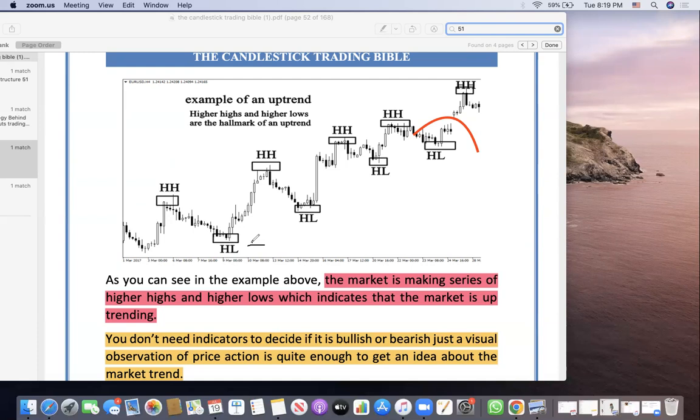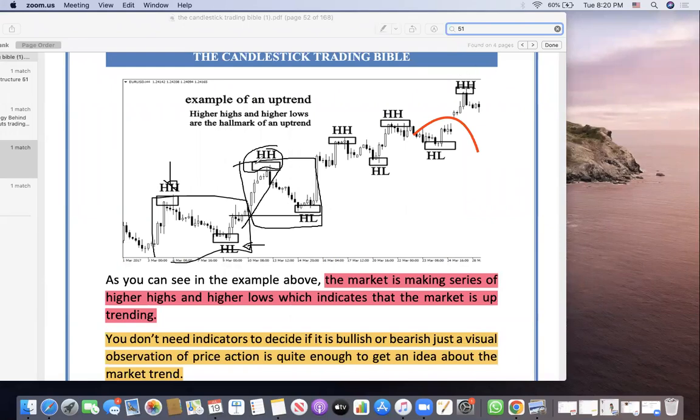Now, the HL is just the opposite. It's just higher lows, right? Because during this period of time, we can see that this was a high and we can see that this was a low, right? But then as the market continued to go up, we see that it created a new high, but then obviously in a new time frame, it's going to create a new low, right?